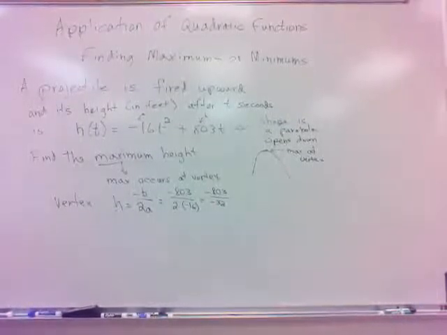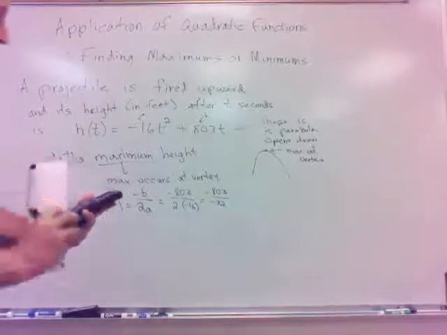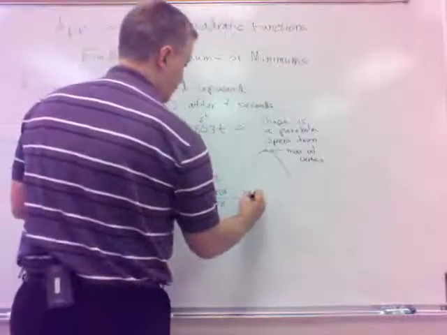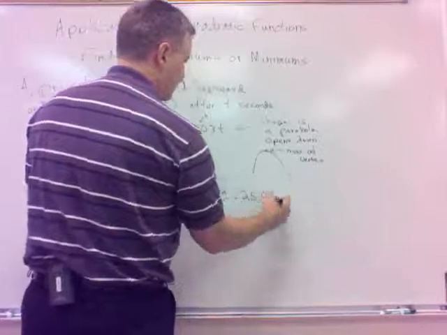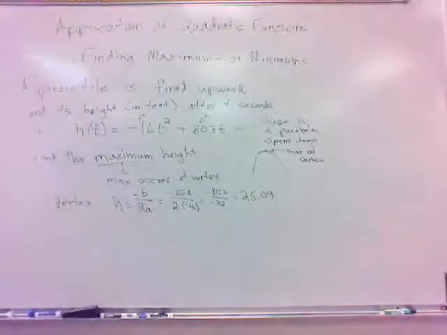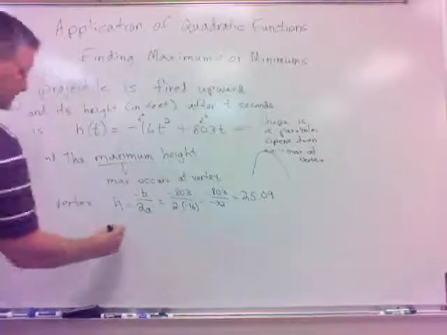803 divided by 32, I get 25.0938. Since I'm talking seconds, I'm just going to round that to 25.09. Okay? So that's my h.